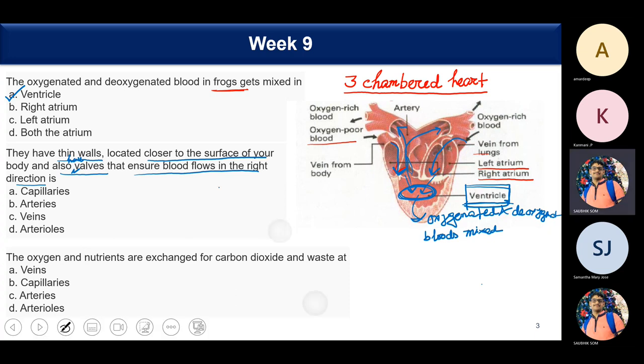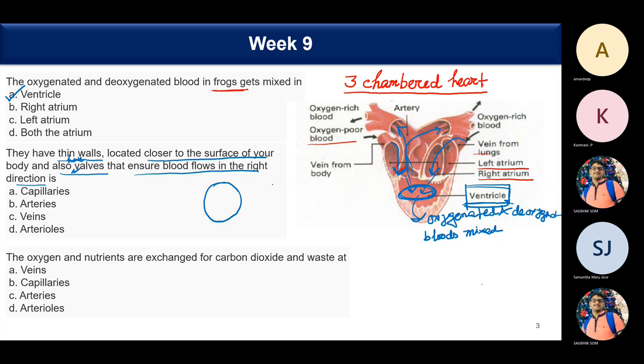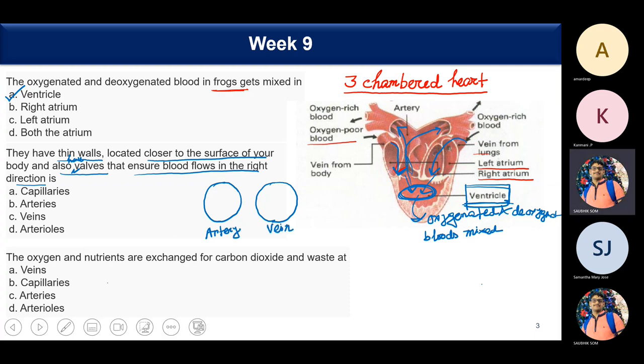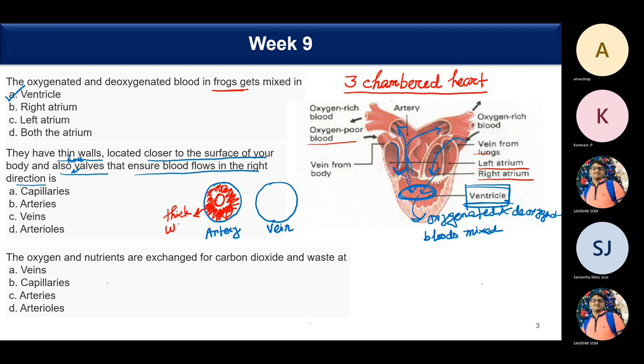Now, if you remember the images of a vein as well as an artery, what do you remember? That if this is an artery, there is a vein. The basic difference was that the artery has a very thick muscle layer, correct? This is the muscle layer, right? So artery has a thick wall, a thick muscle layer. Thick walls. Veins have comparatively thin muscle walls, so they are thin walled.